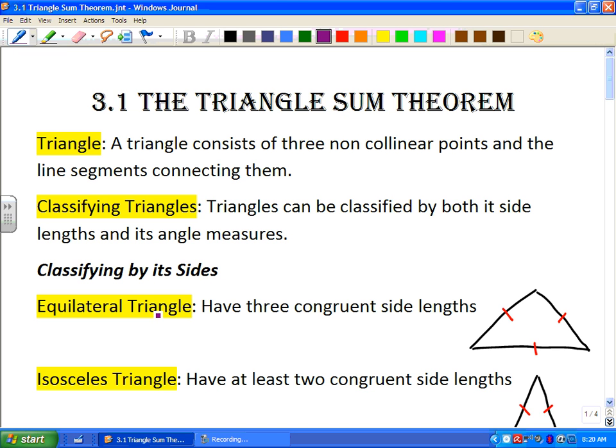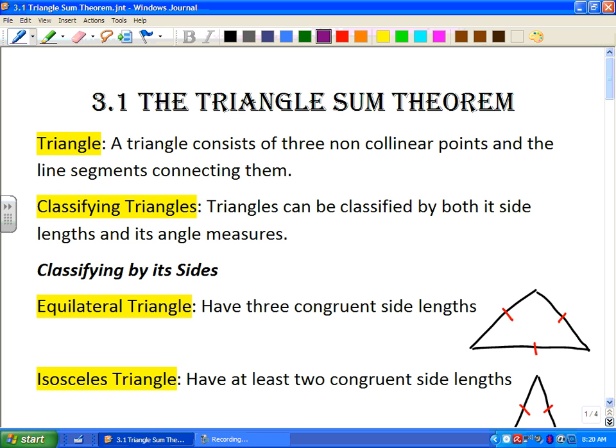All right. 3.1 is the Triangle Sum Theorem. The first definition that we have is of a triangle. We all know what triangles are. We know what their properties are, but it's good to review that. A triangle consists of three non-collinear points. Okay, so three points not on the same line, and the line segments connecting them. So three non-collinear points, and then you have three segments that connect them.